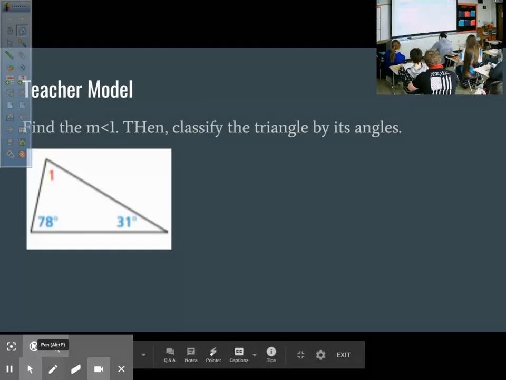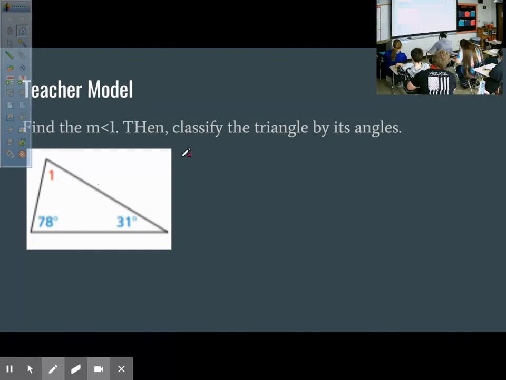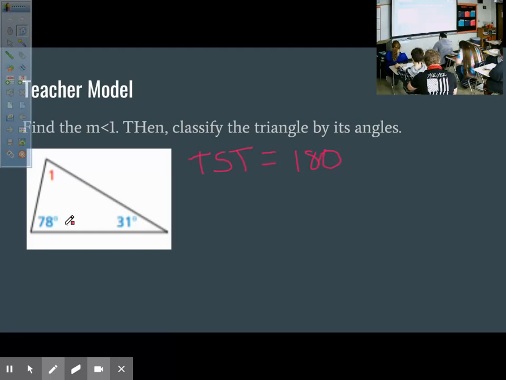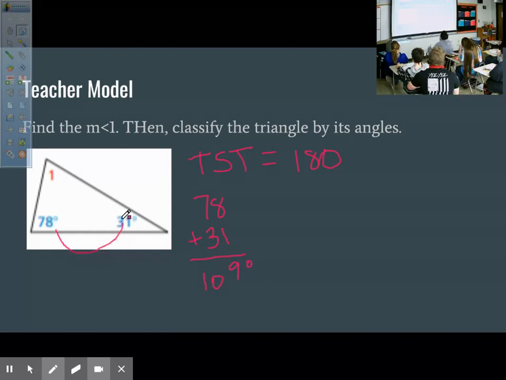Alright, I'll show you an example. It says find the measure of angle 1, then classify the triangle by its angles. Alright, so I noticed here's angle 1, it's an interior, and it gave me the other two interior. So I'm going to use the triangle sum theorem, which says they all three add up to 180. Well, first I got to see what these two add up to, so I do 78 plus 31. 8 plus 1 is 9, 7 plus 3 is 10. So these two add up to 109 degrees.